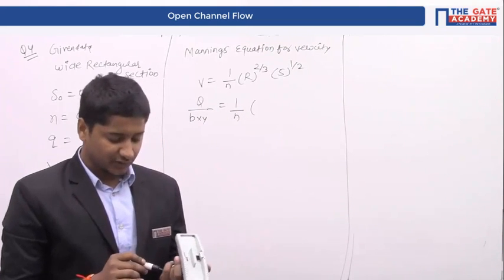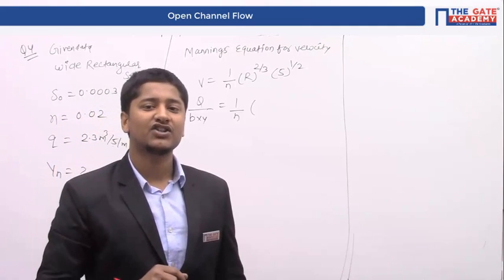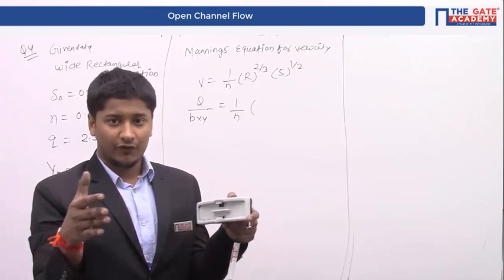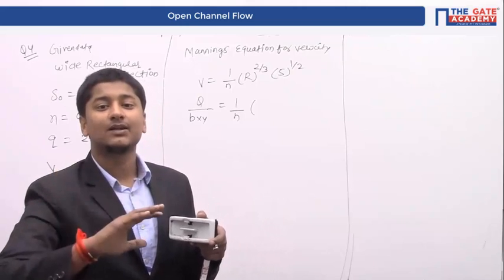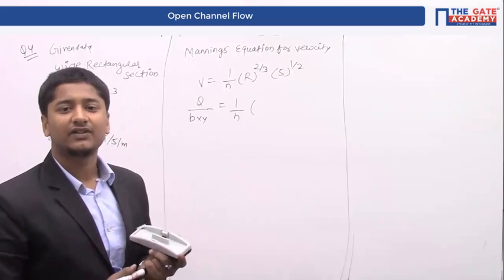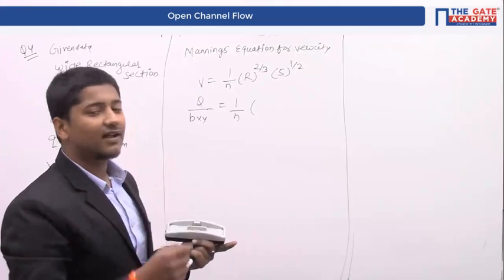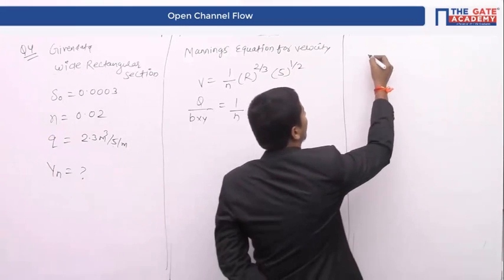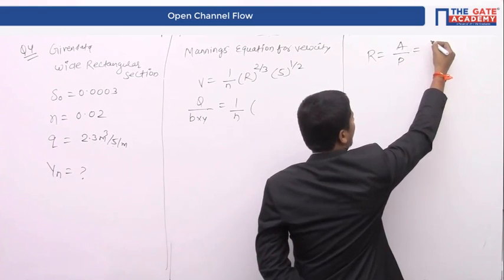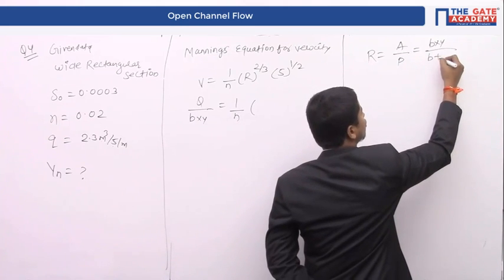So now look at this question. It is given it's a wide rectangular channel. What is the meaning of wide rectangular channel? It means the width of that section is very much large as compared to the depth. So how will you find R for that particular case? Just look at the right side of the board, how I am going to solve that part. So R equal to A by P. A for a rectangular section will be B into Y upon perimeter, that is B plus 2Y.